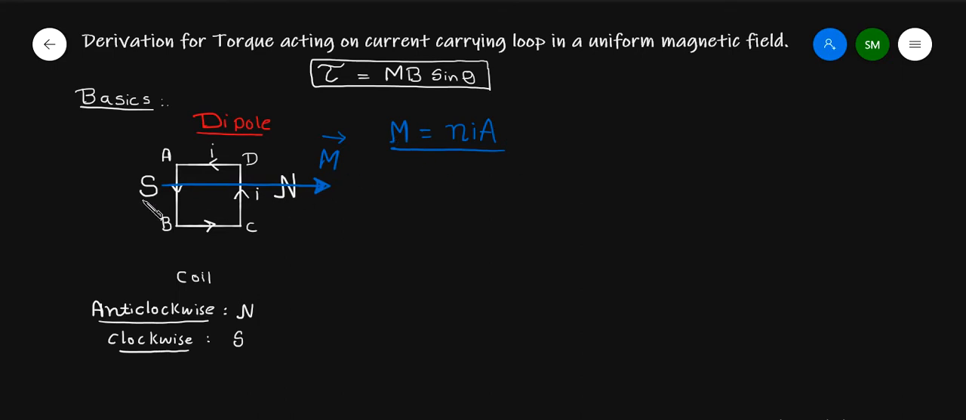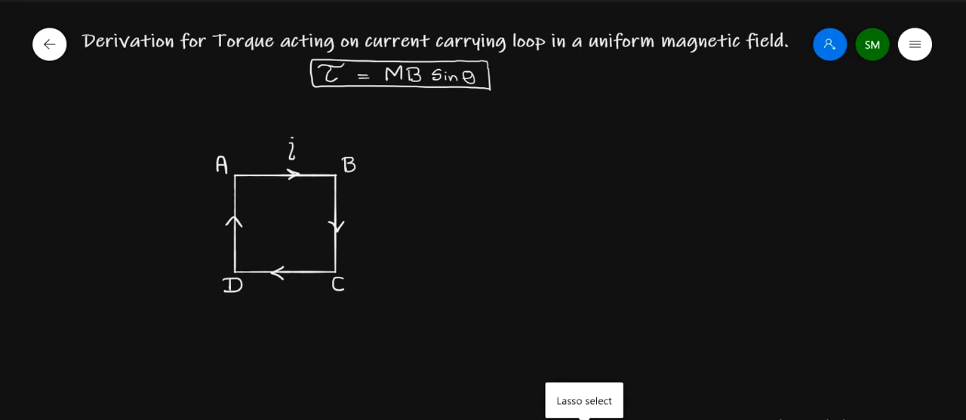Now, the direction of the dipole moment I told you is south to north, but the direction of this M bar is always perpendicular to the face of the coil. Let's take an example: if this is a coil, then this is the direction of the dipole moment. It is perpendicular to the face of the coil. So understand this thing. Once this basic is clear, then we can go ahead.